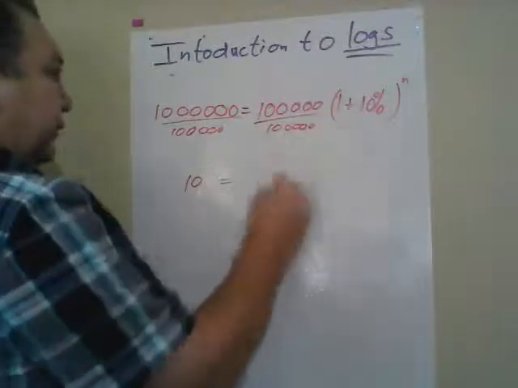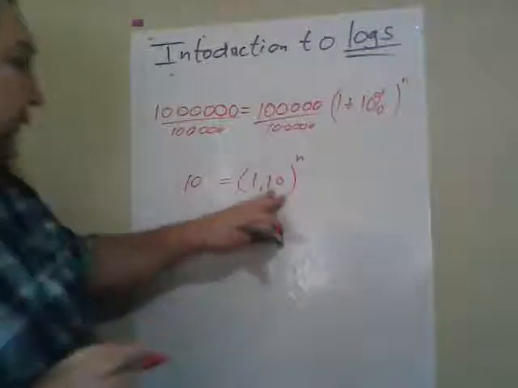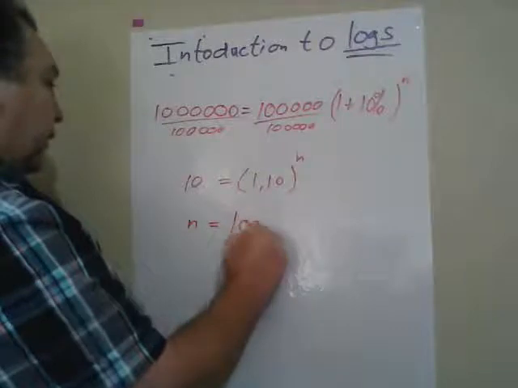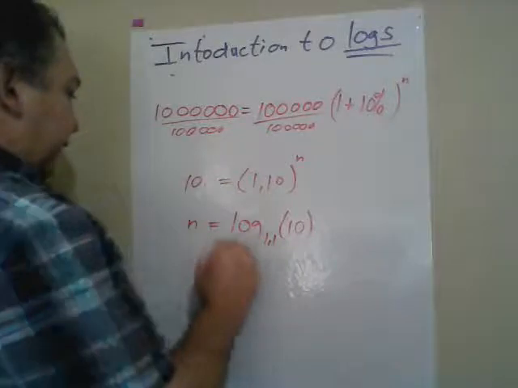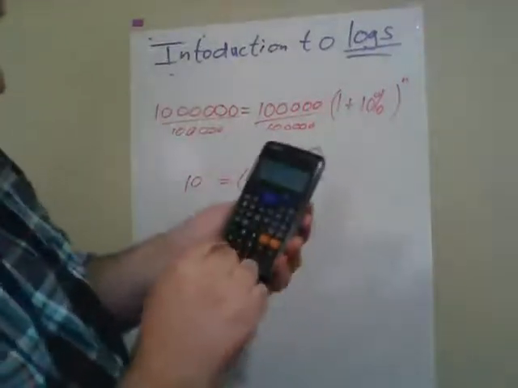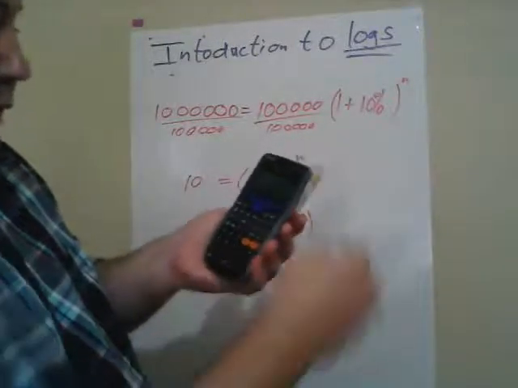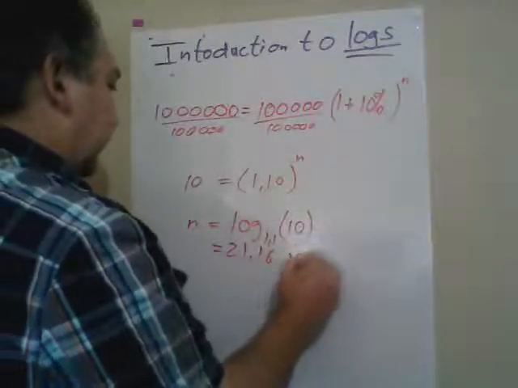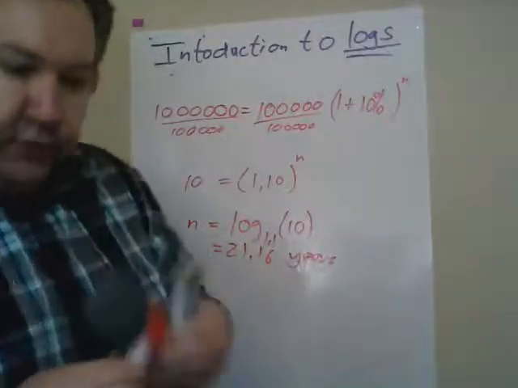10 is equal to 1.1 to the power of n. So our base is 1.1. So we can say n is equal to log base 1.1 of 10, and that gives us 24.16 years. Okay, so now we're going to do a final example.